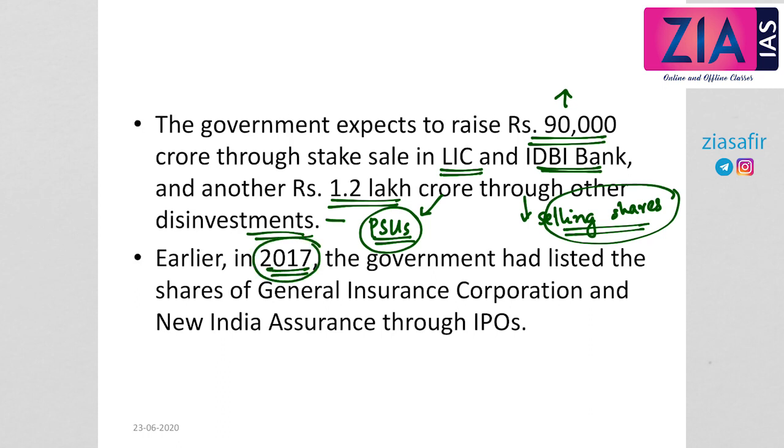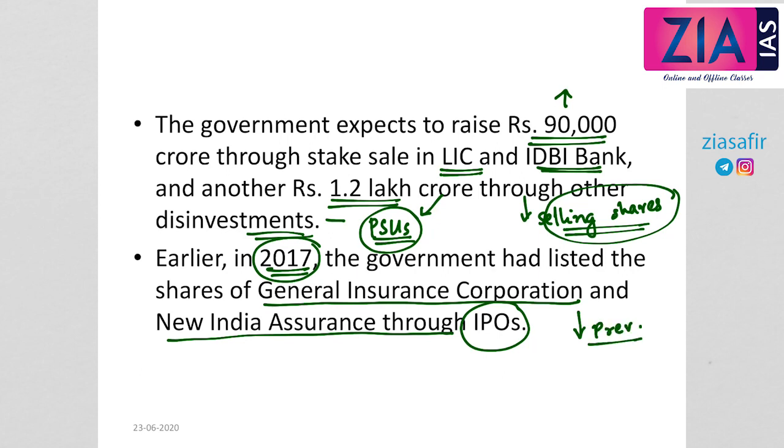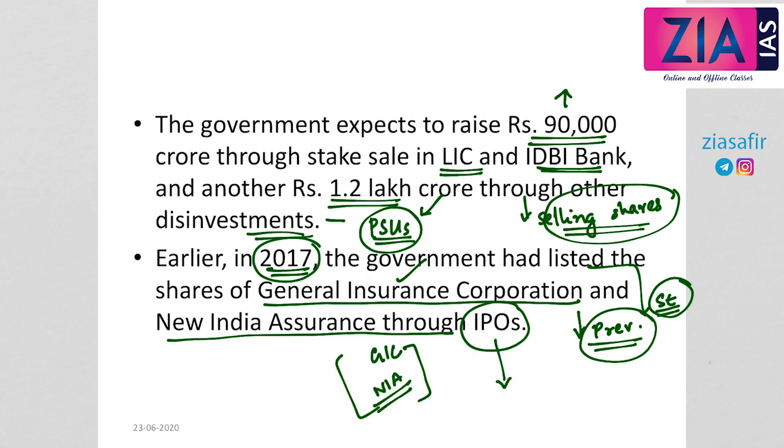Earlier in 2017, the government had listed the shares of General Insurance Corporation and New India Assurance through IPOs. So these are the previous examples where the government listed, meaning listed on a stock exchange, the shares of GIC, General Insurance Corporation, and NIA, which is New India Assurance. This was also done through IPOs, through initial public offers.